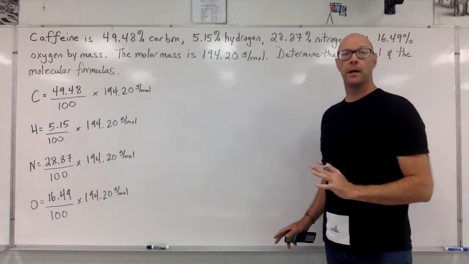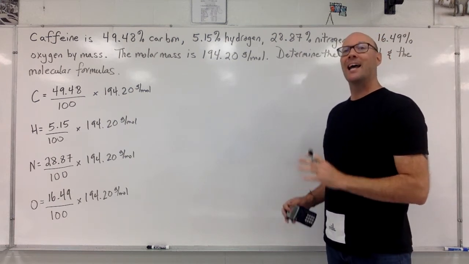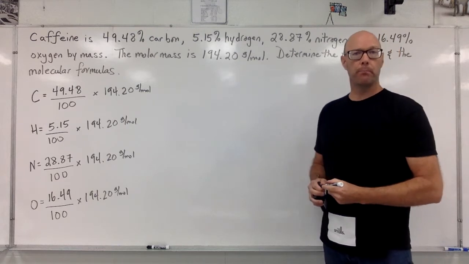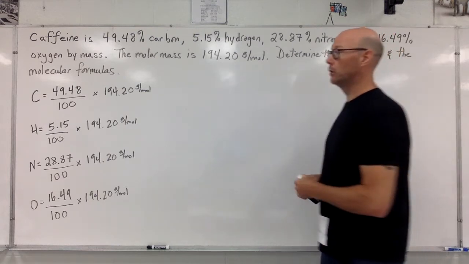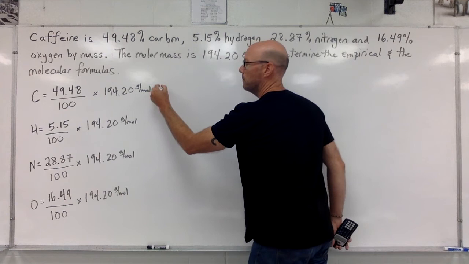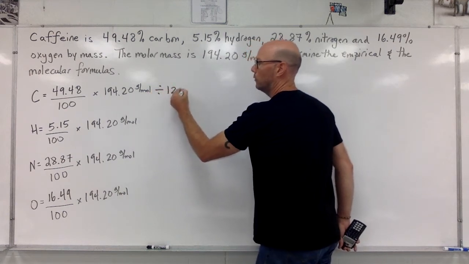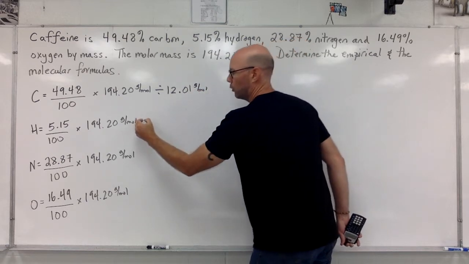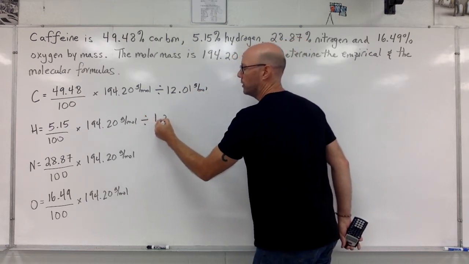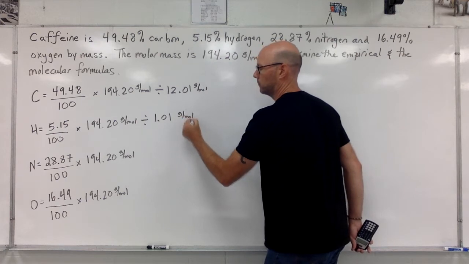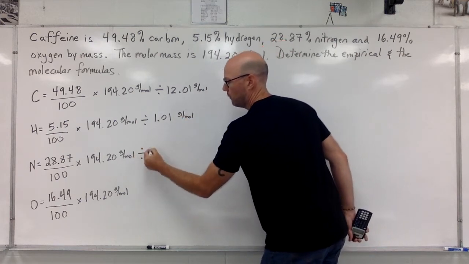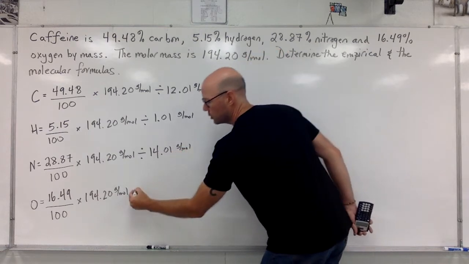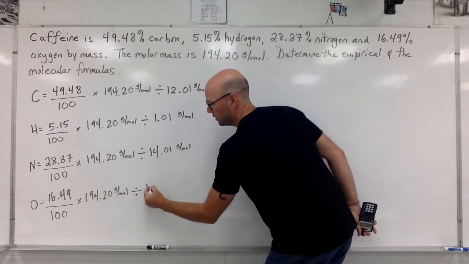The third step is to divide by each element's individual atomic mass, which we're going to pull off of the periodic table. For carbon, here we're going to divide by 12.01. For hydrogen, 1.01. For nitrogen, 14.01. And for oxygen, 16.